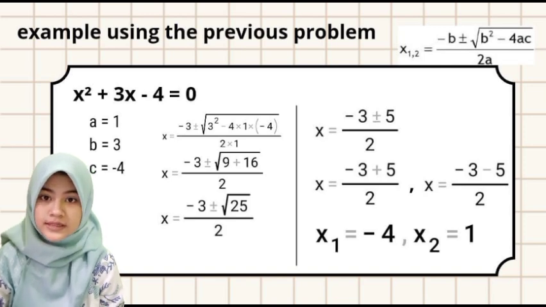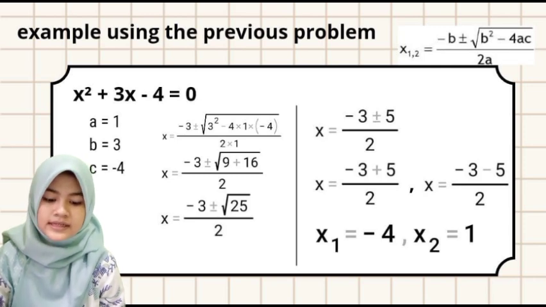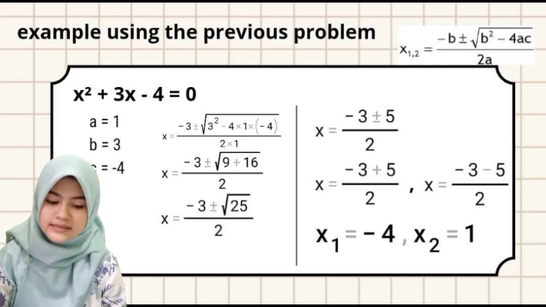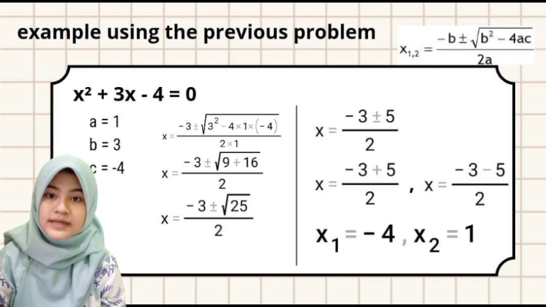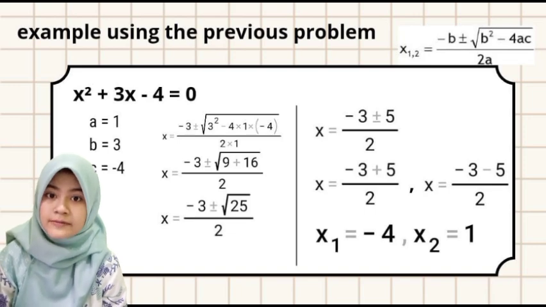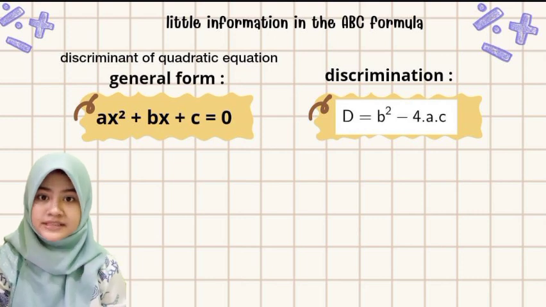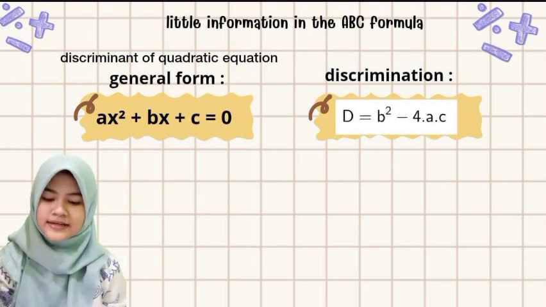So, we have 2x in this quadratic equation. The first is x equals minus 3 plus 5 divided by 2. So, the x is minus 4. And the second, x equals minus 3 minus 5 divided by 2. X equals 1.